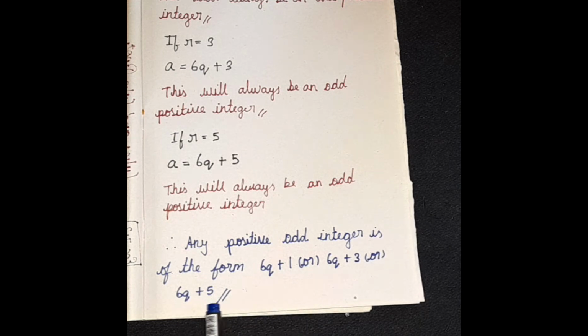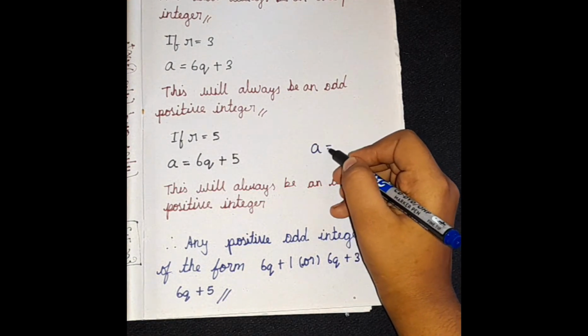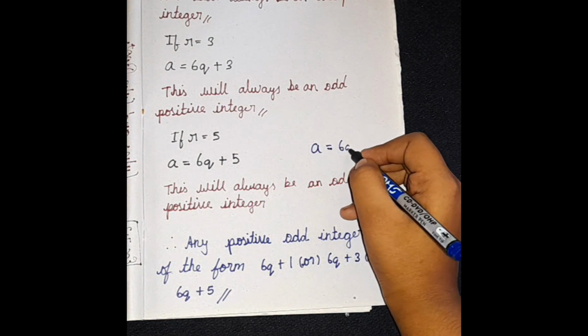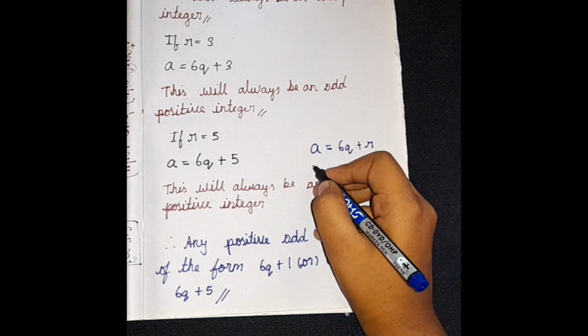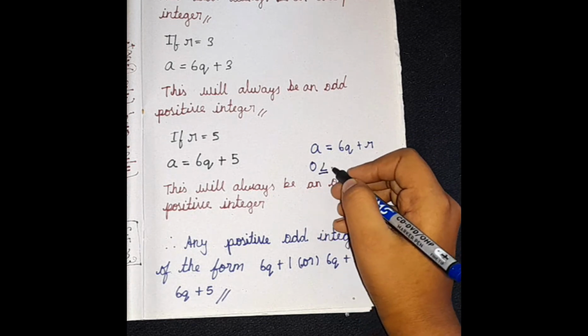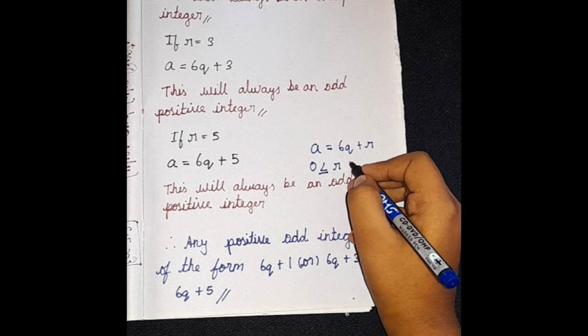So we took all the odd positive integers. You might be wondering, can't we take another odd number, that is 7? Actually, according to the question and what we solved, the remainder has to be smaller compared to 6. So let me write that equation so you can understand. It is a is equal to 6 into q plus r, where 0 is smaller than or equal to r, and r has to be smaller than 6.